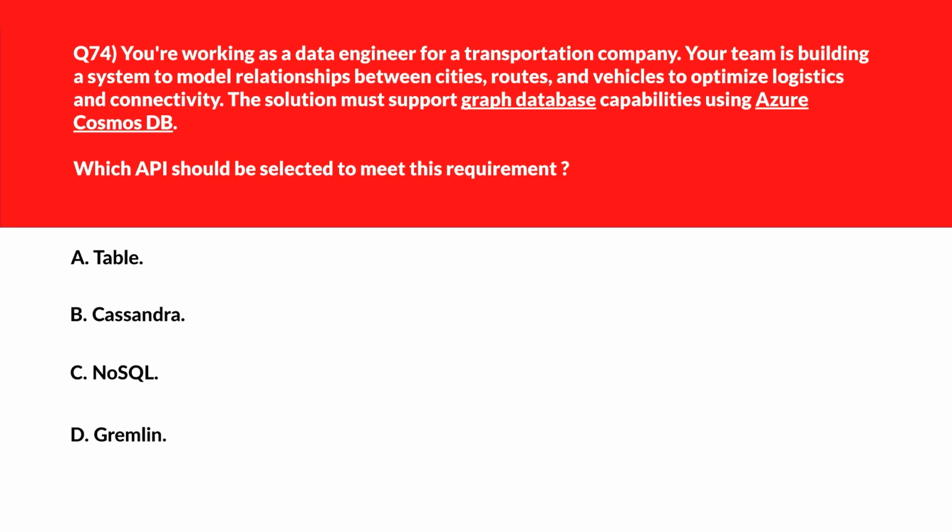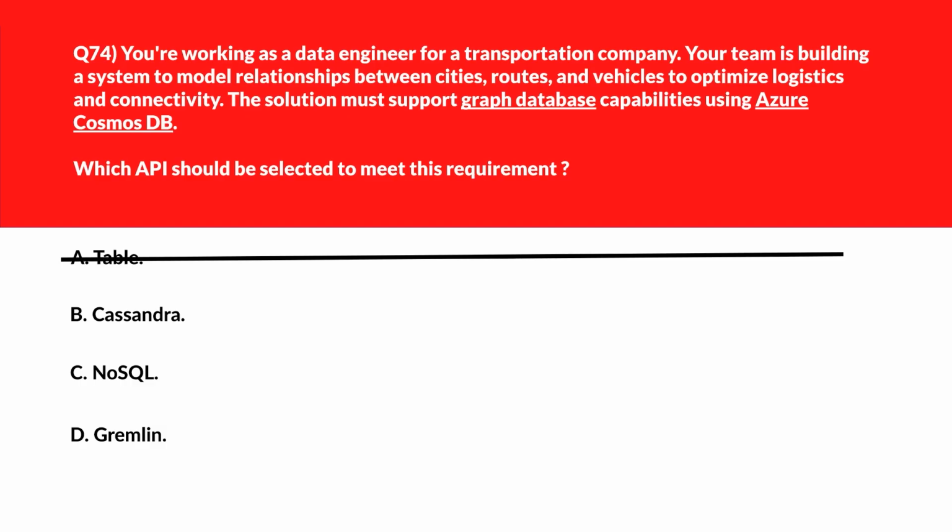Alrighty, here we go with an interesting question about graph database. Option E says table. Table API handles flat key value pairs, not graph relationship. Incorrect. We'll move to B. B says Cassandra. Cassandra API supports wide column formats, not graph traversal. Wrong answer. We'll move to C. C says NoSQL. NoSQL API stores JSON documents, not graph structures. Wrong choice.